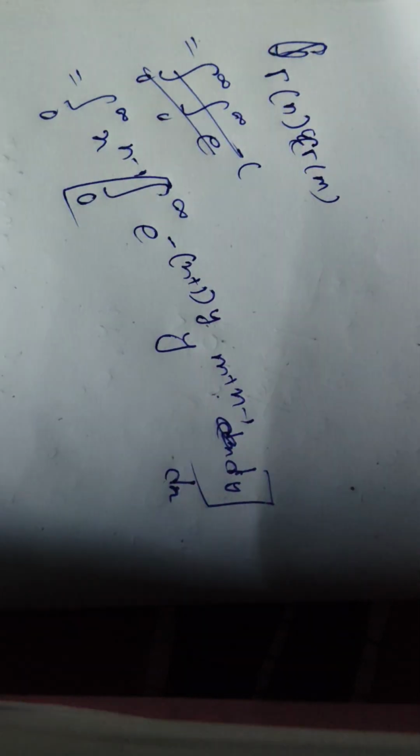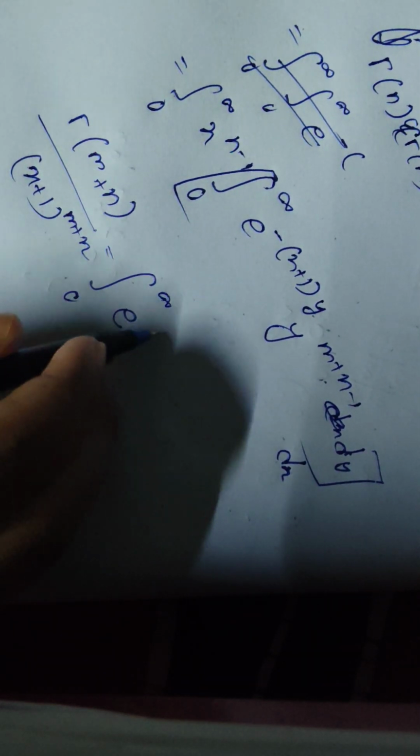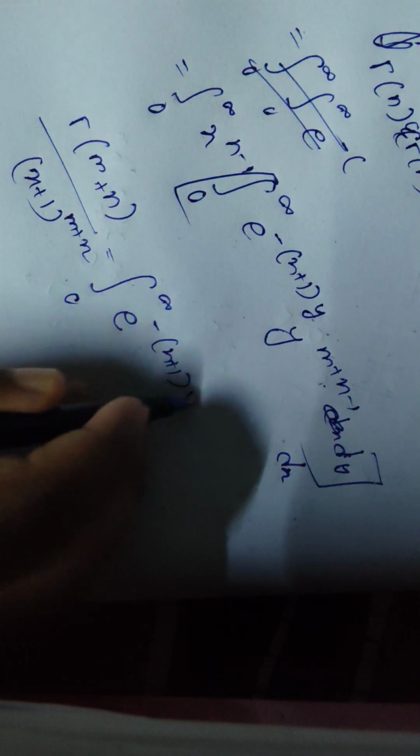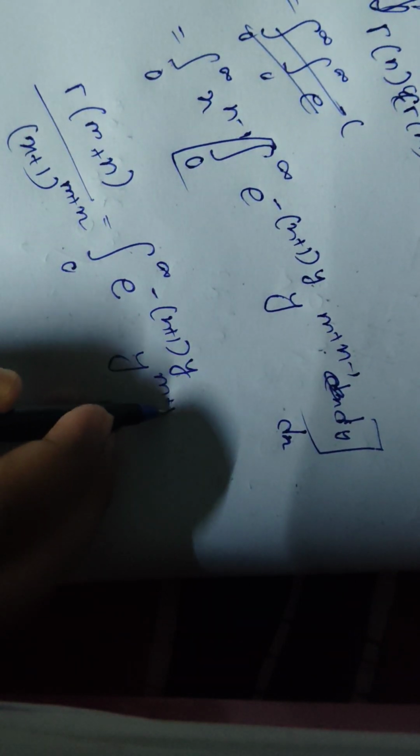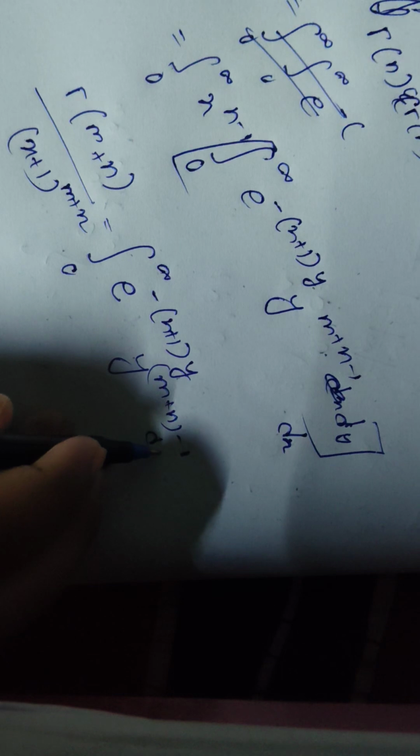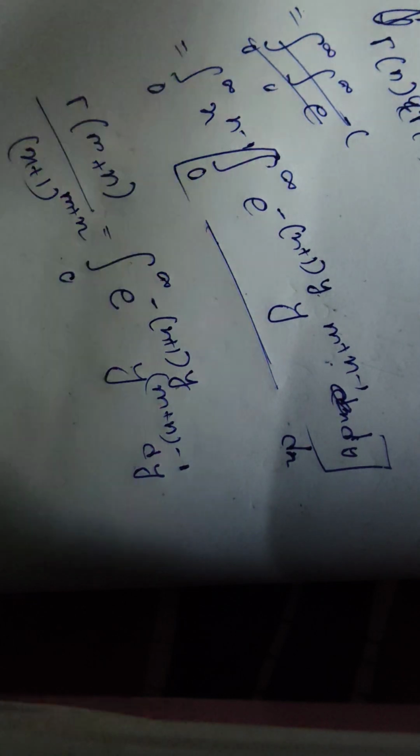Now basically let's talk about gamma m plus n divided by x plus 1 whole to the power m plus n. This is nothing but equal to the integral from 0 to infinity of e to the power minus x plus 1 into y, right? In that case x plus 1 will be treated as a constant because we are taking dy, e to the power minus that, y to the power m plus n minus 1 into dy. Very nice. So you can replace this portion of the total integration with gamma.